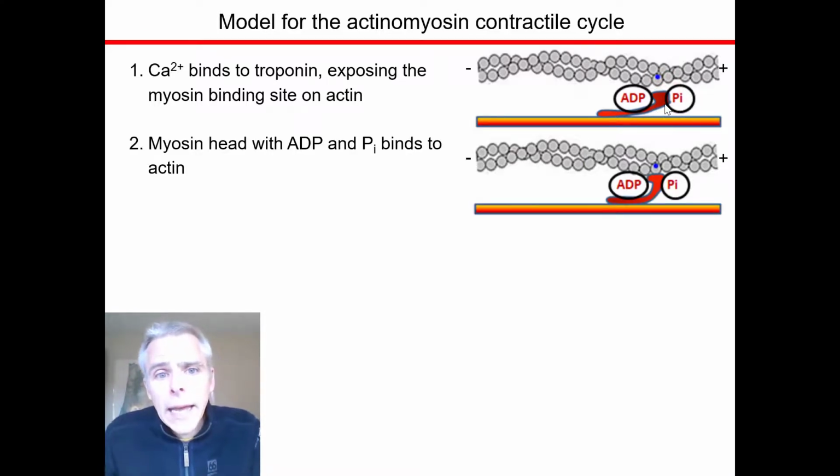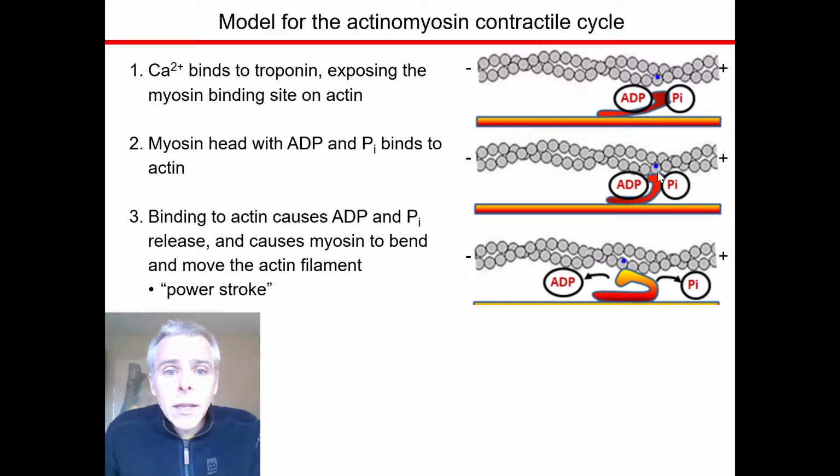Initially, a myosin head that is bound to ADP and a phosphate group is going to bind to the actin. The binding to the actin is going to cause the ADP and the phosphate to be released, and that's going to cause the myosin to bend and move the actin filament. So as that myosin bends, the actin filament is going to slide to the left. We call this the power stroke.